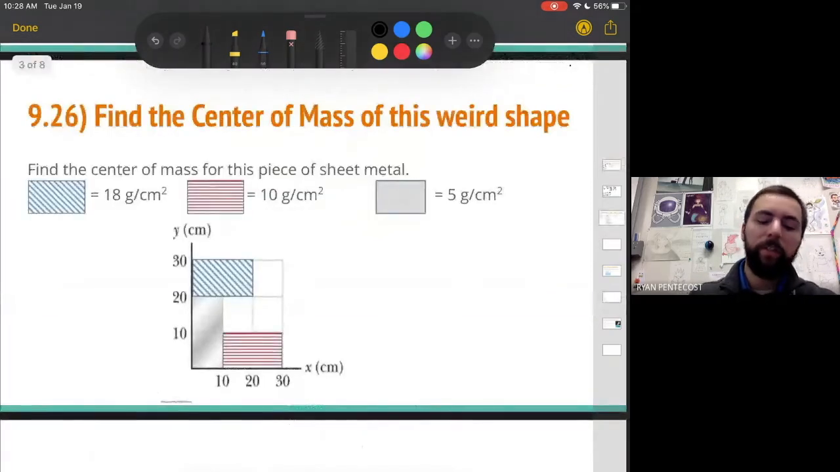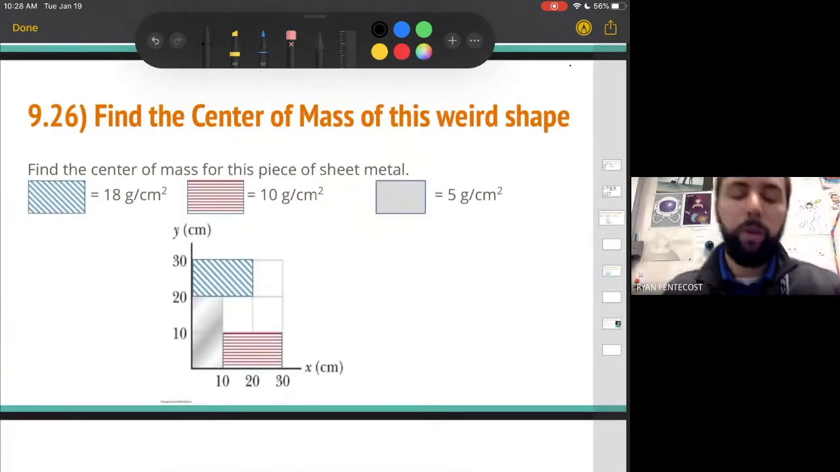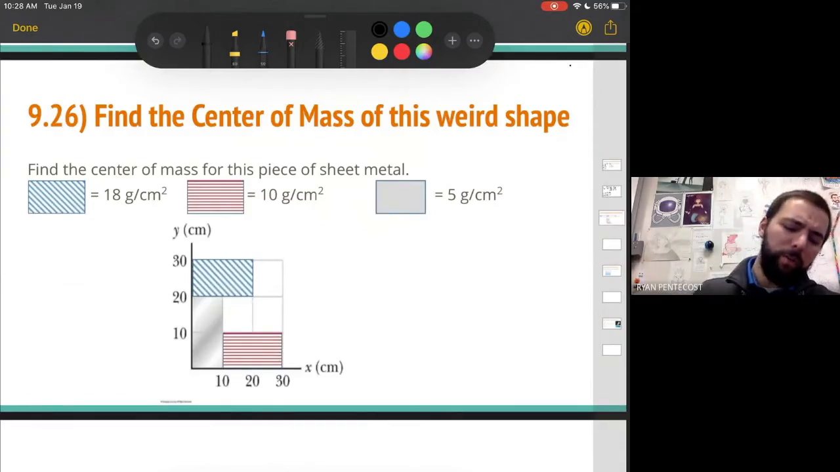Next, we're going to find the center of mass of this weird shape. So we have this piece of sheet metal that is basically composed of 3 different density metals. We've got the blue metal with a density of 18 grams per square centimeter. The red metal has a density of 10 grams per square centimeter, and the gray has a density of 5 grams per square centimeter.